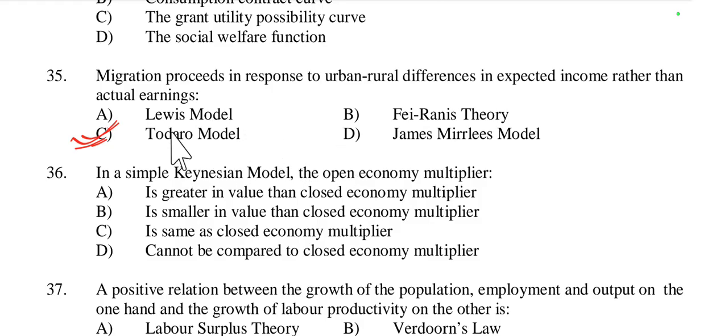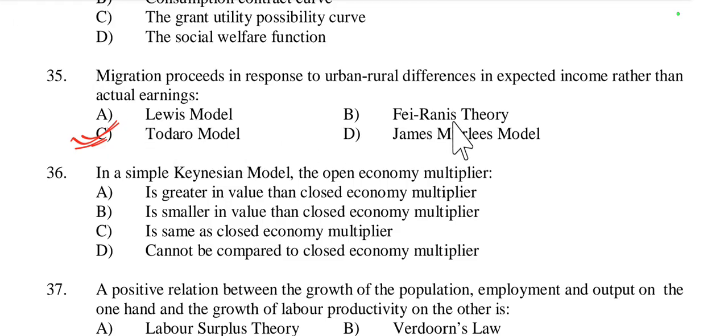Then the other option is the Lewis model. The Lewis model was developed by Arthur Lewis. It explains the dual economy of developing countries, where labor moves from the agricultural or rural sector to the urban or industrial sector due to wage differential. So it emphasizes the transition from traditional to modern economic structure and the role of surplus labor in agriculture.